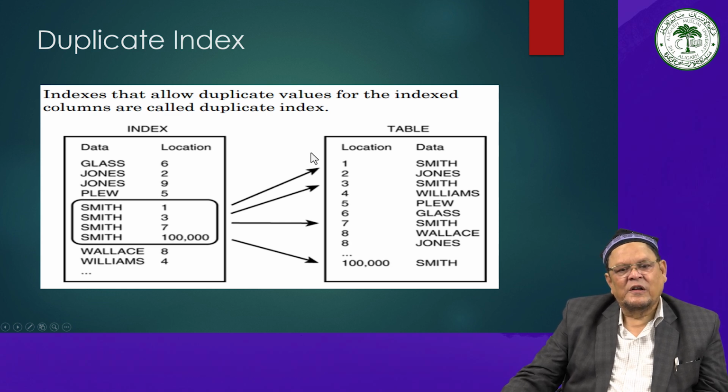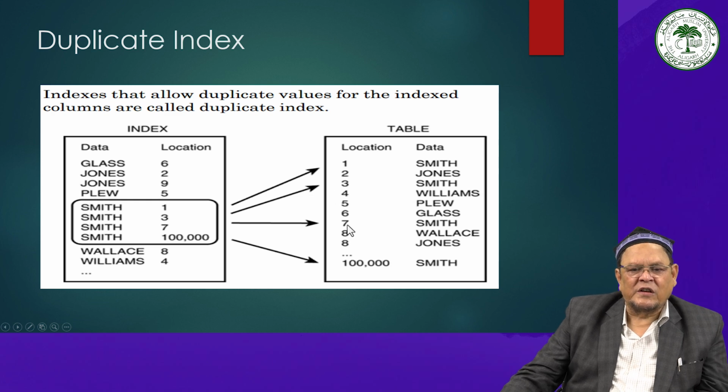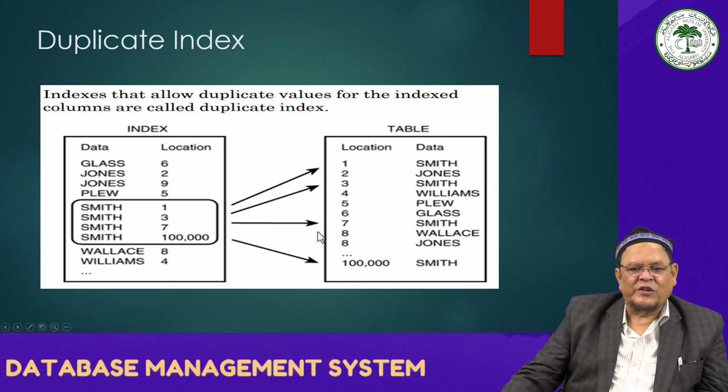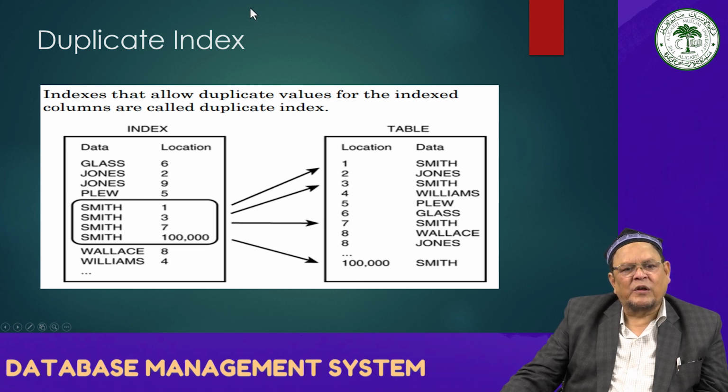This is an example. Here the location table name is the location data. Data is 1, 2, 3. About 10,000 records are there, and here the same data appears again. Smith is in location one, a Smith in the third location, a Smith in location 7, and a Smith in location 10,000. All are arranged. So in this way we can say these are duplicate indexes.